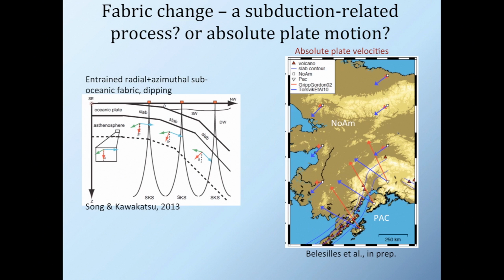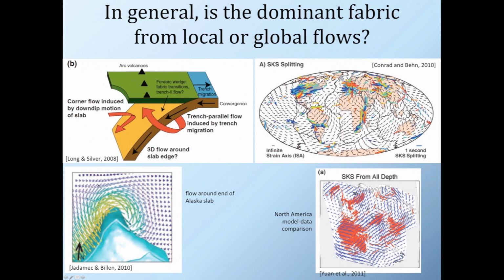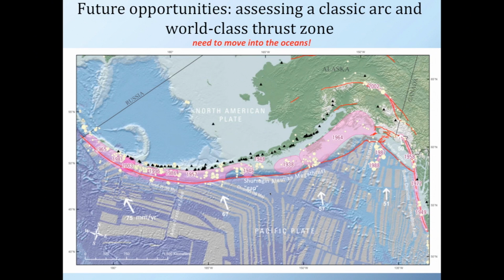Other people have also speculated that flow around the edge of the plate. Margaret Jadamek has written a series of papers about this in Alaska specifically, but globally as well, and it may play an important role. I think the only solution to this is really going to be looking more broadly at the pattern of anisotropy from shear wave splitting and other signals, not just along the single north-south profile, but throughout Alaska. And that's sort of a sales pitch for looking at TA.